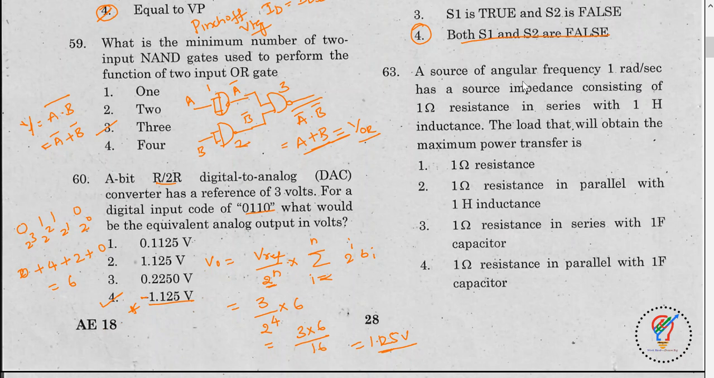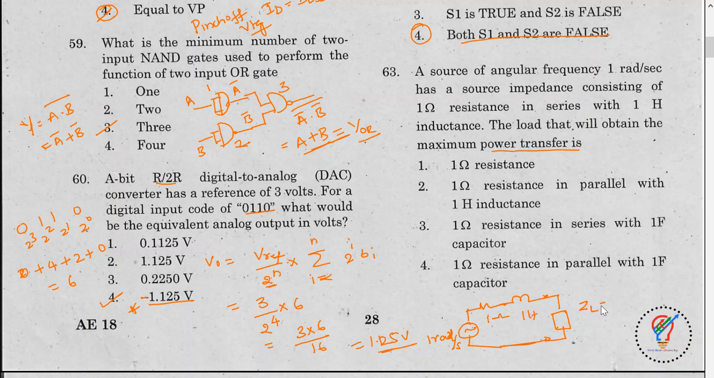A source of angular frequency 1 radian per second has some source impedance consisting of 1 ohm resistance in series with 1 Henry inductance. Find the load that will obtain the maximum power transfer. So this question is about the maximum power transfer theorem. The source has a series resistance of 1 ohm, the supply has 1 radian per second, and there is an inductance in series with it, a 1 Henry. Now what will be the type of load connected so that maximum power transfer occurs?